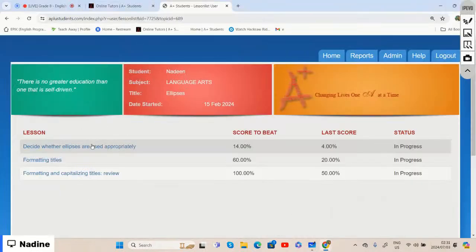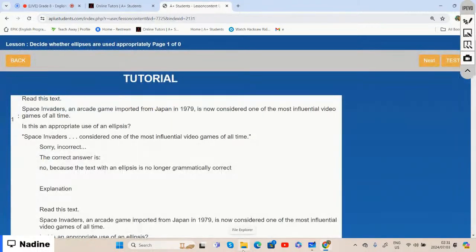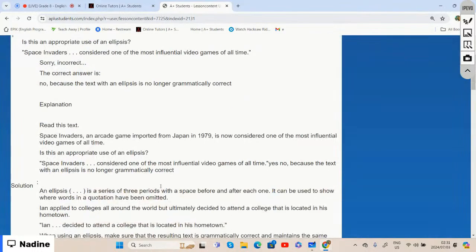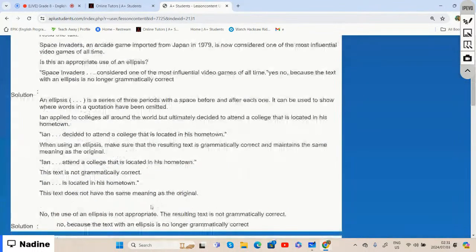And we are going to decide whether ellipses are used appropriately. So we said that an ellipsis is a series of three periods. It's like dot, dot, dot, with a space before and a space after each one. An ellipsis can be used where words in a quotation have been omitted, like where these words have been left out.